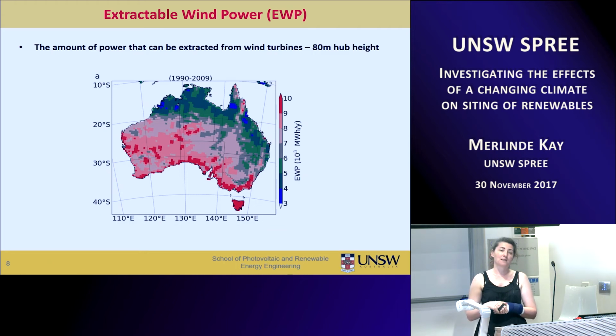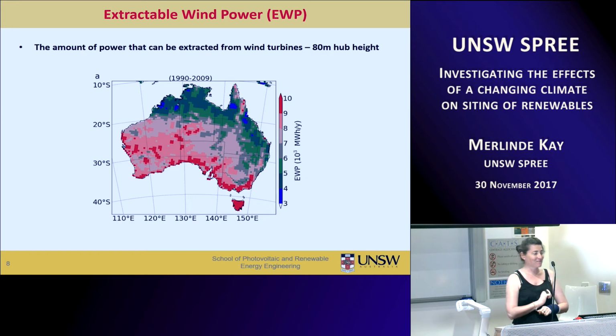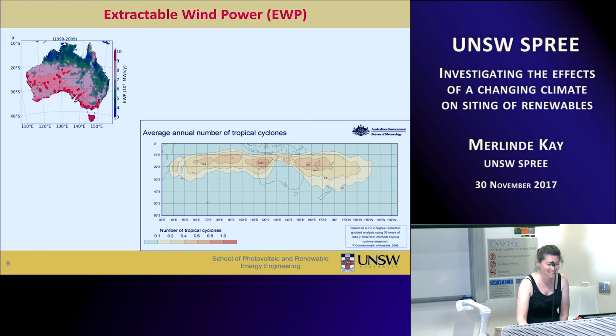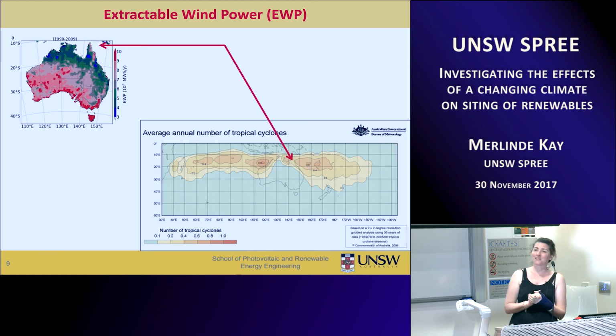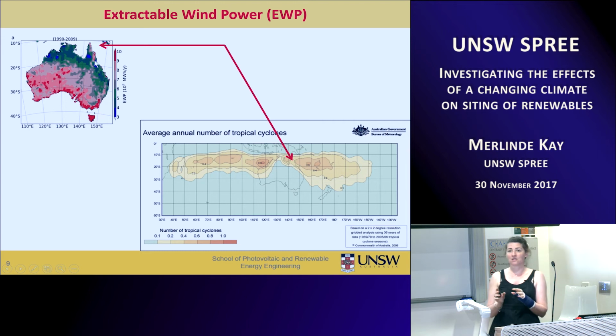extractable wind power potential. Now this comes back to Alistair answering his question, why would we maybe not want to put wind up in that location? Whopping big cyclone. Exactly. Thank you, Alistair. So if we have a look at our average annual number of tropical cyclones, we can see that from our red location up here, we may have a very good indication that we have high extractable wind power.